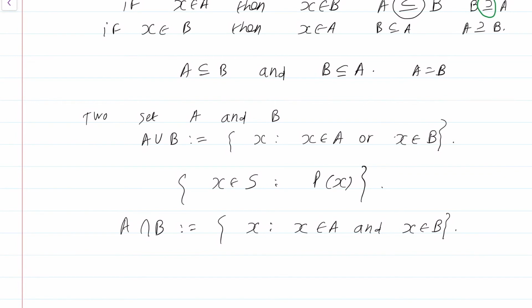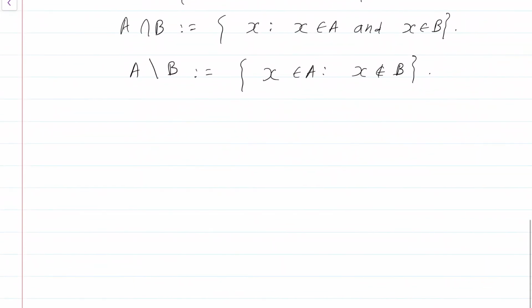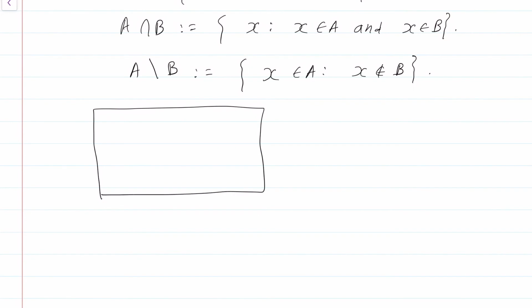Okay, so intersection is the common elements of two sets, and we also have A set minus B, the set difference. This is x in A such that x does not belong to B. So this is the set difference. Usually to understand these, we use conceptual diagrams called Venn diagrams. So let's draw some Venn diagrams for the various concepts we have introduced.